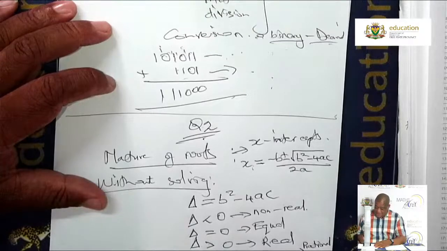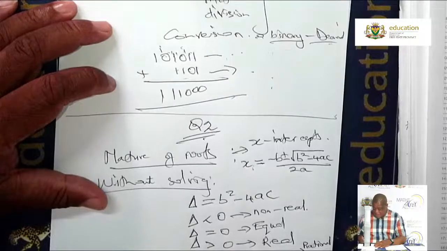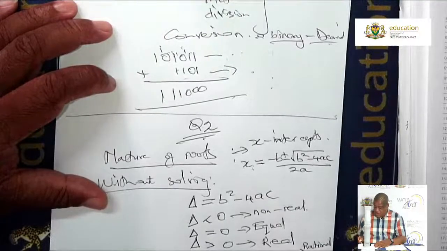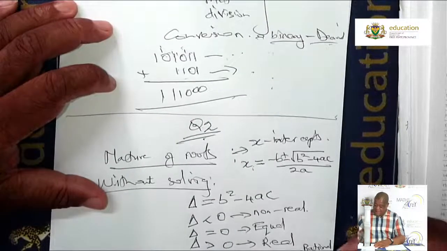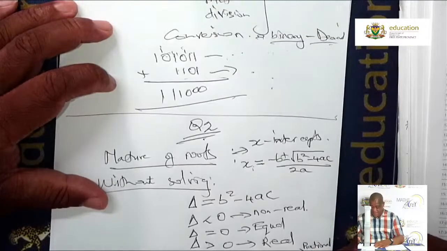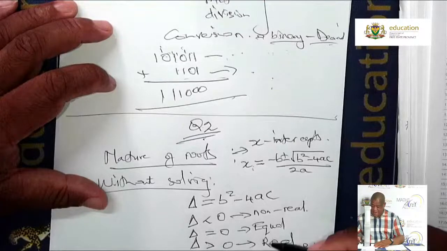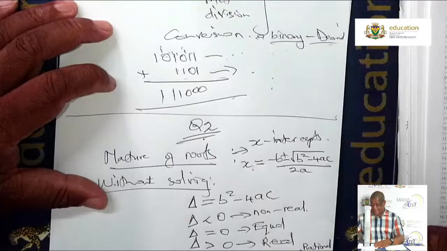Or the discriminant can still be greater than zero, but now not being a perfect square. It's not a perfect square this time. And if it's not a perfect square, then we say the roots are irrational. They are still real, but this time irrational because it's not a perfect square. If it's a perfect square, they are still real, but now rational.